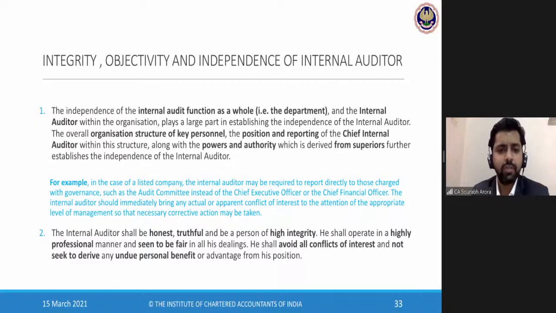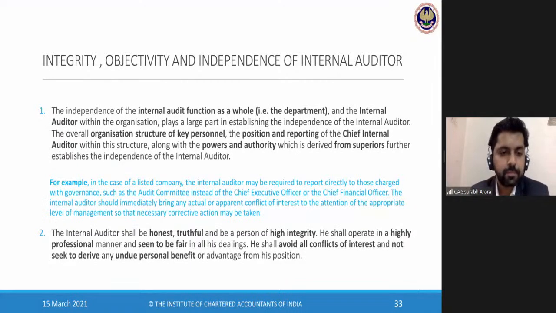For example, in case of listed companies, the internal auditor may be required to report directly to those charged with governance, such as the audit committee, instead of the CEO or CFO. The internal auditor should immediately bring any actual or apparent conflict of interest to the attention of the appropriate level of management so that necessary corrective action may be taken.